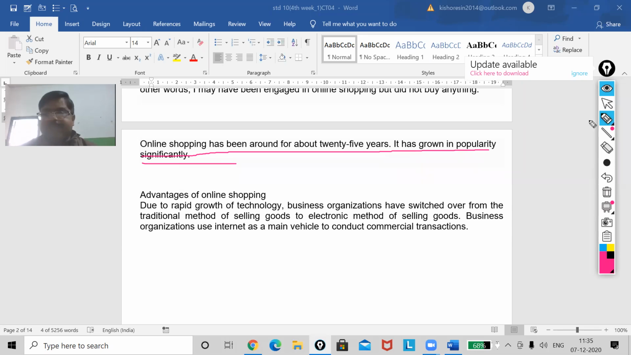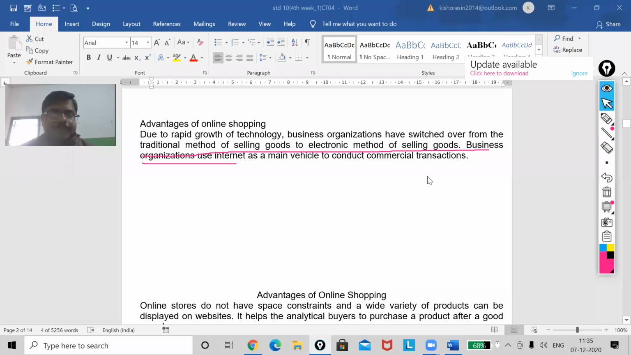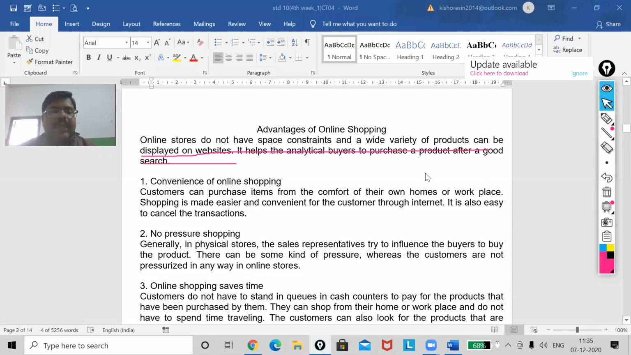Yes, you see, the first one is the convenience of online shopping. Customers can purchase items from the comfort of their own homes or workplace. And it is open 24 hours. But in the traditional way of shopping, you have restrictions. Maybe after 9 p.m. you cannot go shopping because the shutters will be down. Shops will be closed.